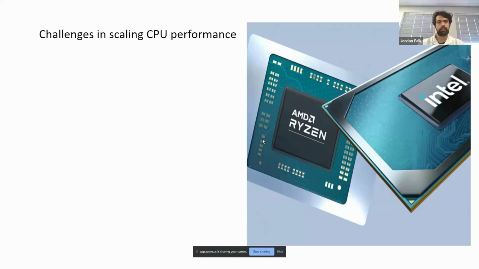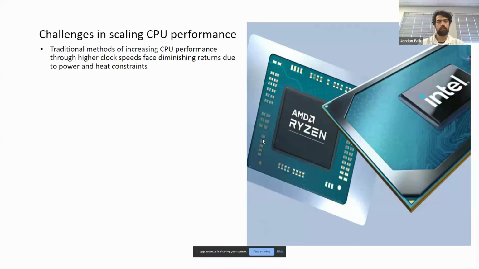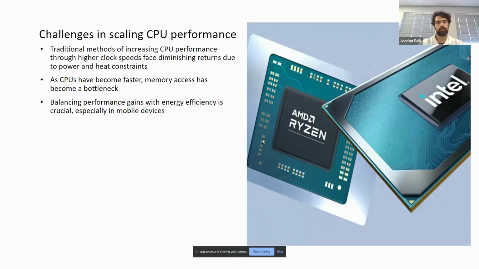There are challenges in scaling CPU performance, though. Traditionally, you would increase CPU performance through increasing its clock speed, but this faces diminishing returns due to power and heat constraints. And as CPUs become faster, memory access still becomes a bottleneck. And it's important to balance the performance gains with energy efficiency, especially with mobile devices. We don't want our phones to blow up in our pockets, for example.